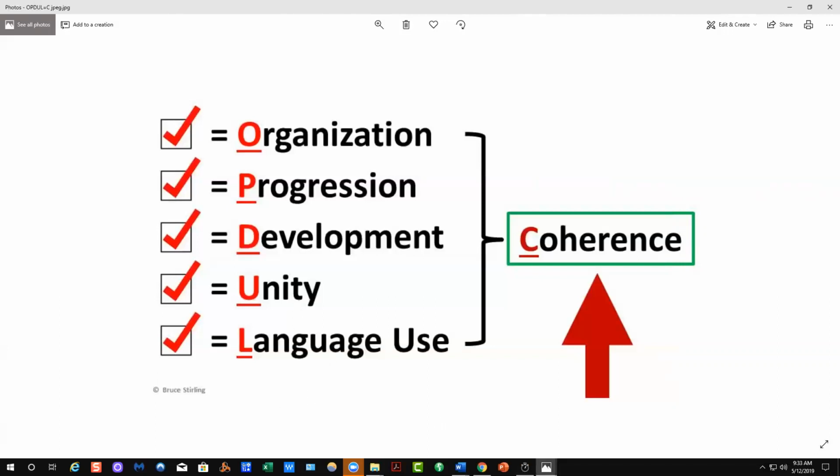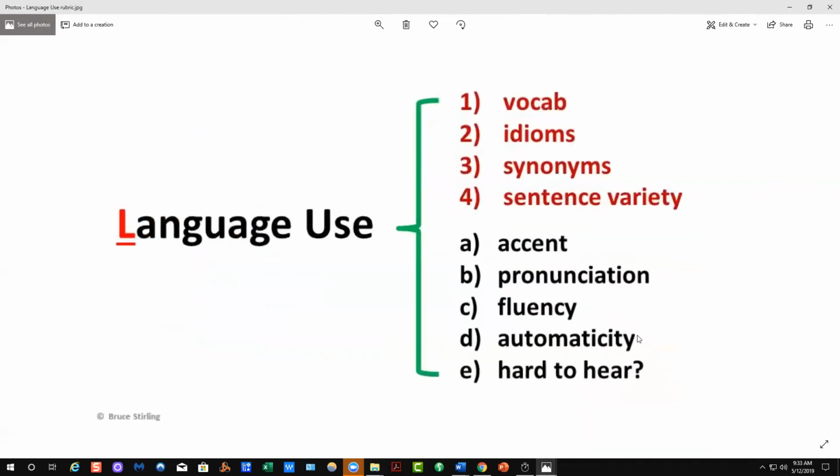Language use. Language use is, where are we? Here's language use.